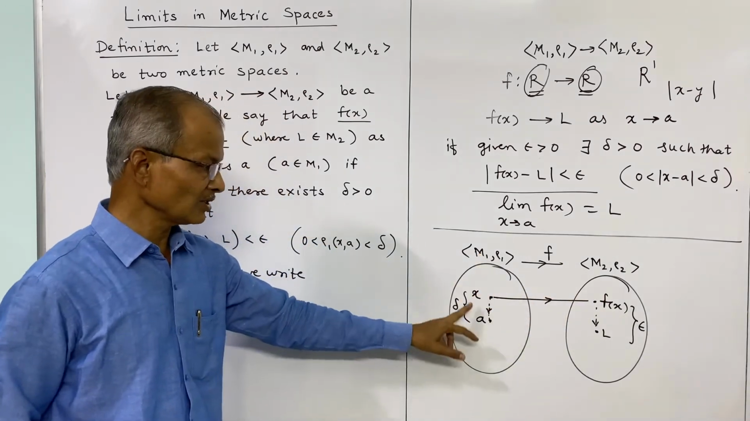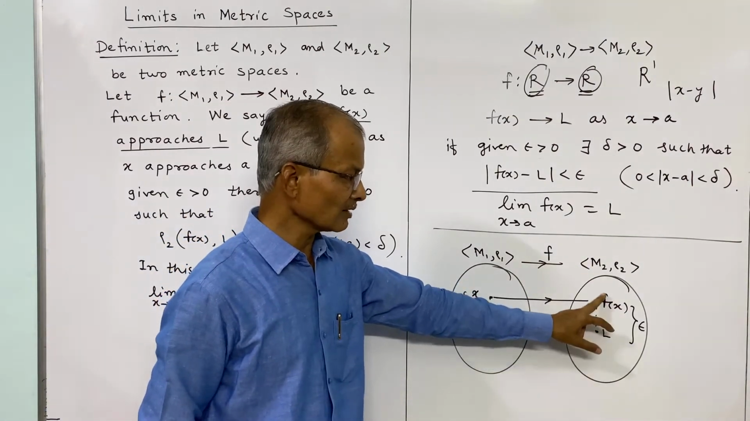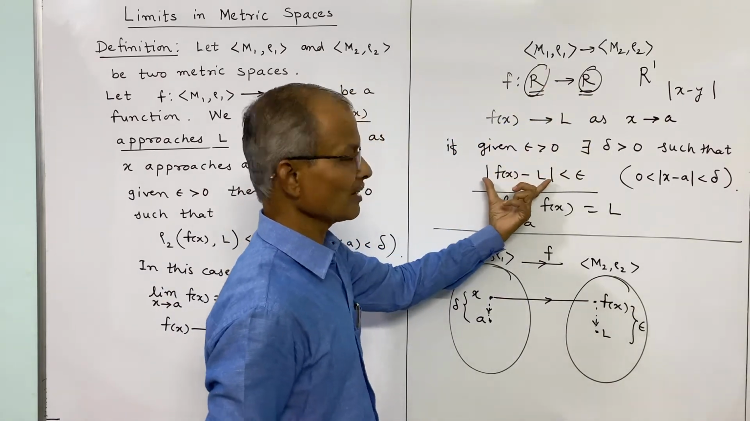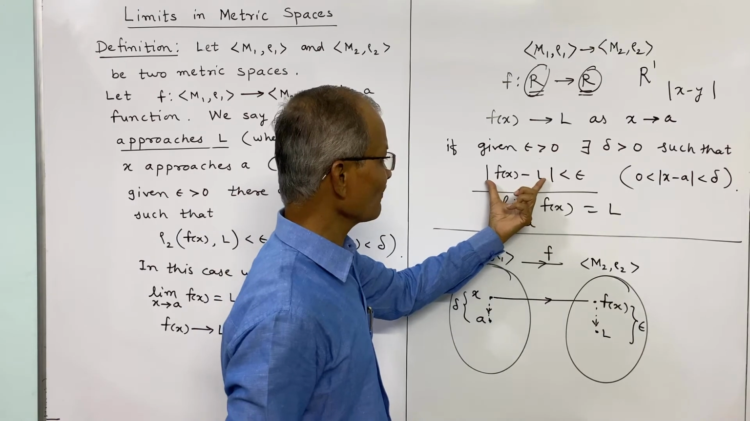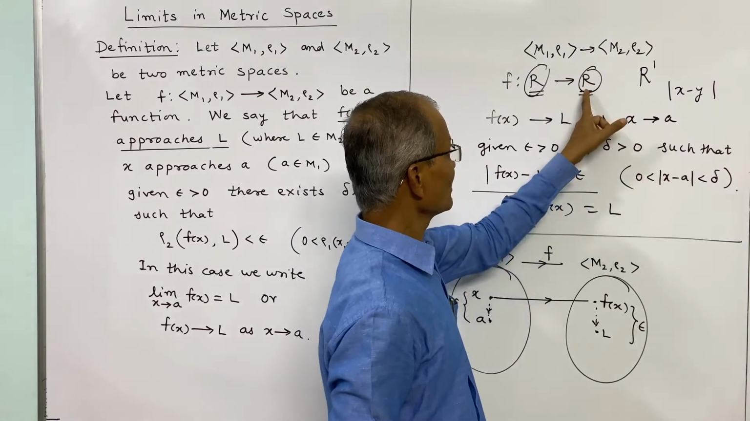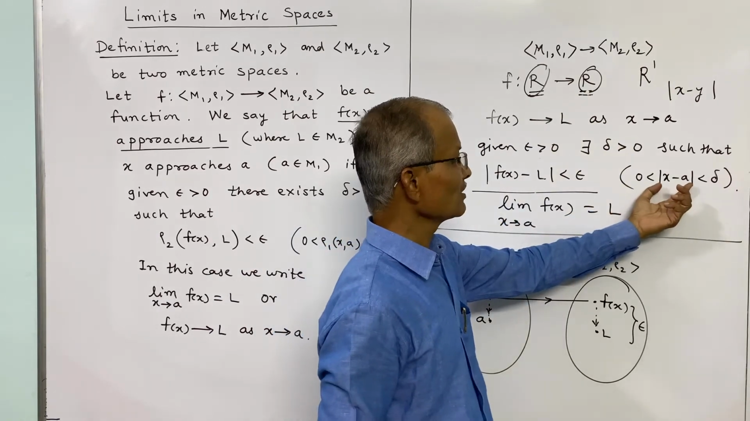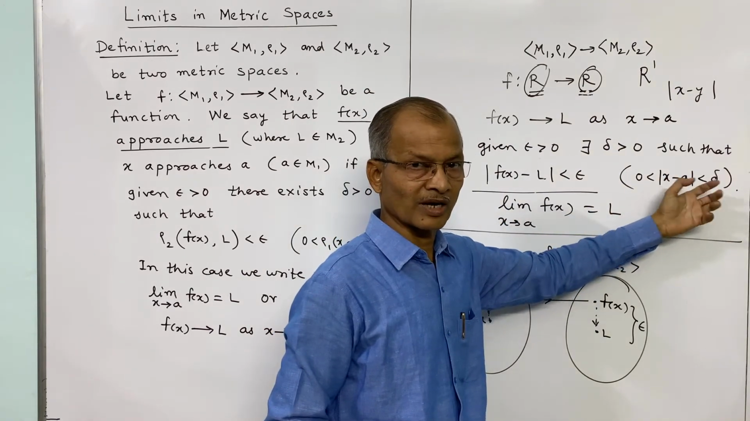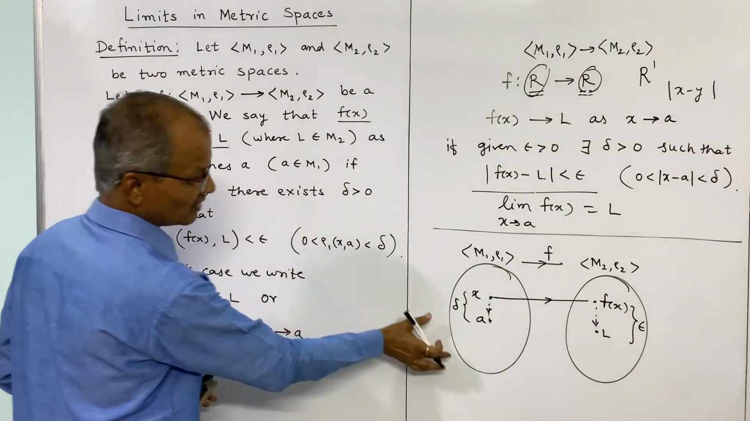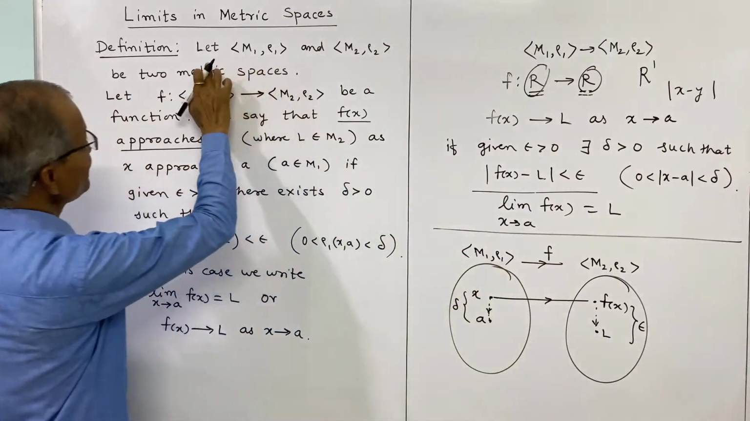So these are the different measures for M1 and M2. For M1, the measure we consider distance in terms of rho 1, and for M2 we consider the distance in terms of rho 2. And here for R and R, the same metric is there, that is the absolute value metric. So therefore it is mod of f(x) minus L, and in this R, that is the range, and for this R also it is the absolute value metric, the mod of x minus a is less than delta. So the meaning of the definition is explained in this figure. So we refer to this figure for the limit in metric space.